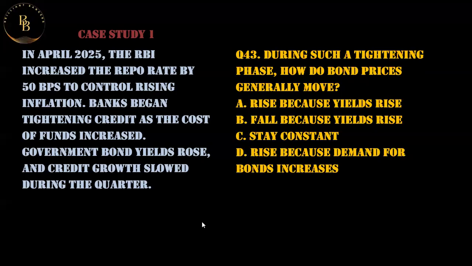Bond prices generally move inversely to the yields. So when the interest rate goes up, existing bonds lose value. So the answer is: falls because the yields rise. Bond prices move inversely to the yield, so when there is a hike in the interest rate, existing bonds lose their value.